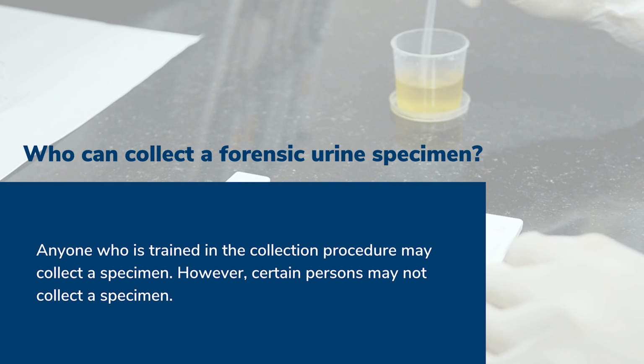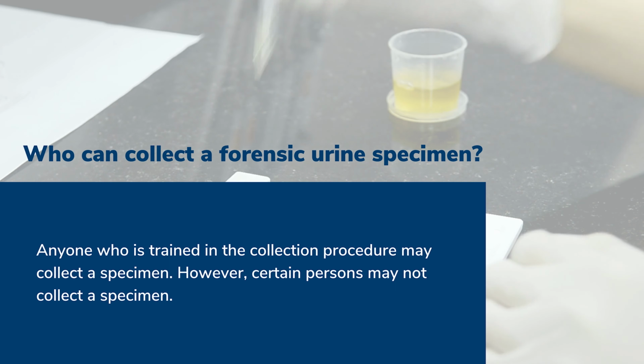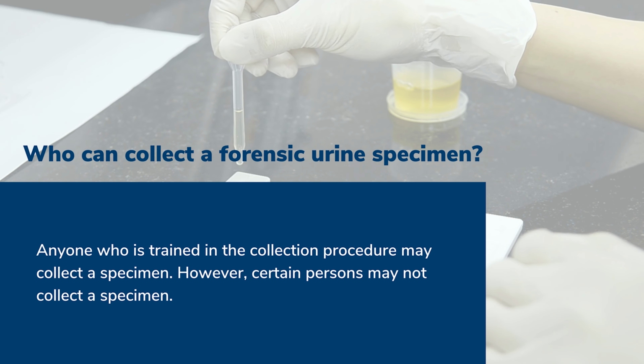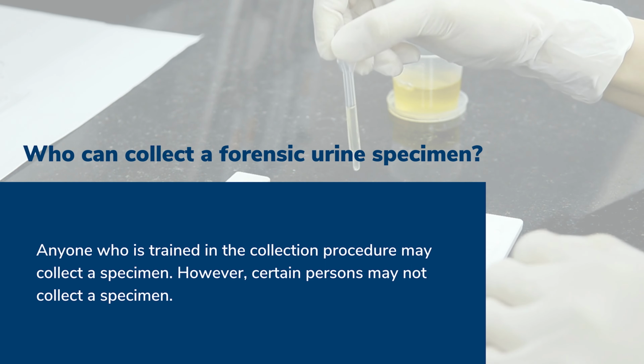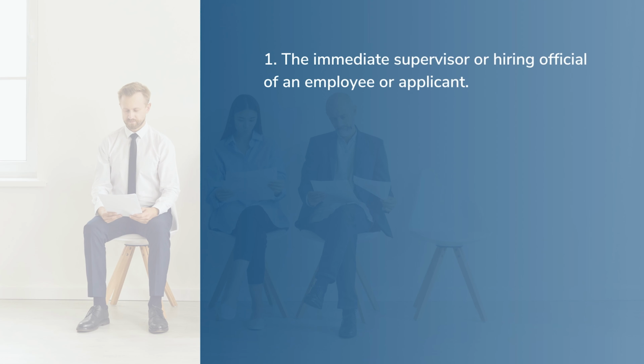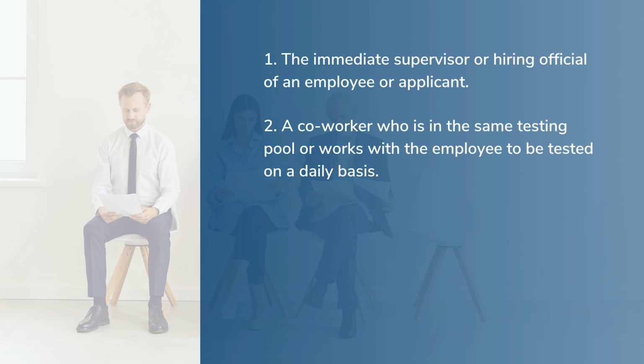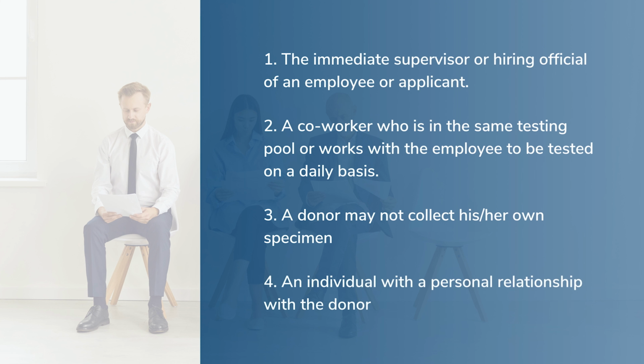Who can collect a forensic urine specimen? Anyone who is trained in the collection procedure may collect a specimen. However, certain persons may not collect a specimen. First, the immediate supervisor or hiring official of an employee or applicant. Second, a coworker who is in the same testing pool or works with the employee to be tested on a daily basis. Third, a donor may not collect his or her own specimen. And fourth, an individual with a personal relationship with the donor may not collect a specimen.